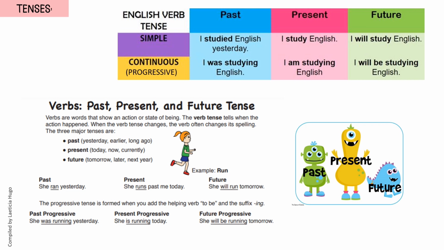So the progressive or continuous tense is formed when you add the helping verb to be and the suffix ing. So past continuous is she was running yesterday. Present continuous, she is running today. And then future continuous, she will be running tomorrow.